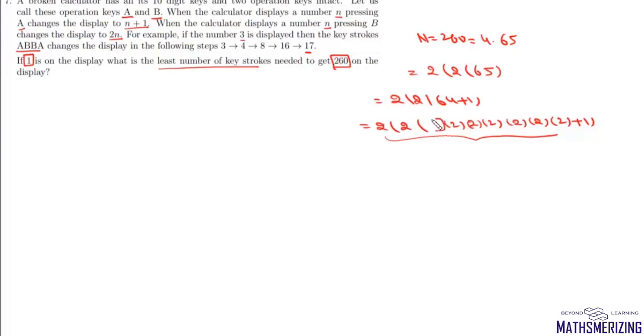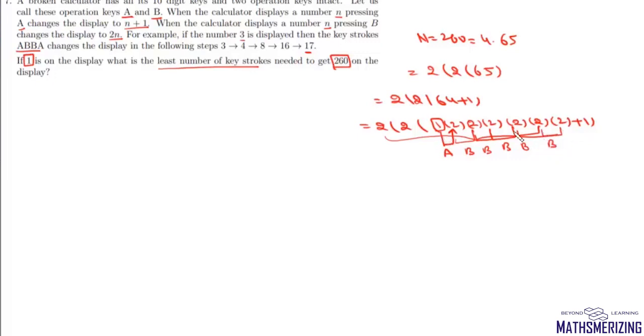So we have to start with 1, and first to go from 1 to 2, we need to press A. Then from 2 we need to get 4, so we multiply by 2, so we have to press B, and then again B, and then again B, again B, and then again B.